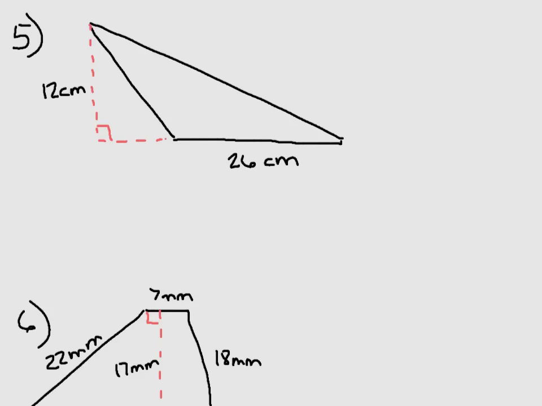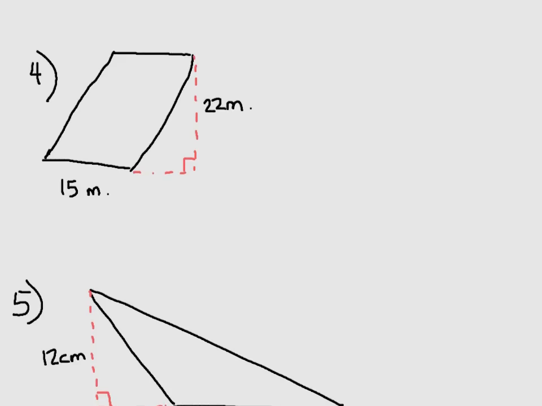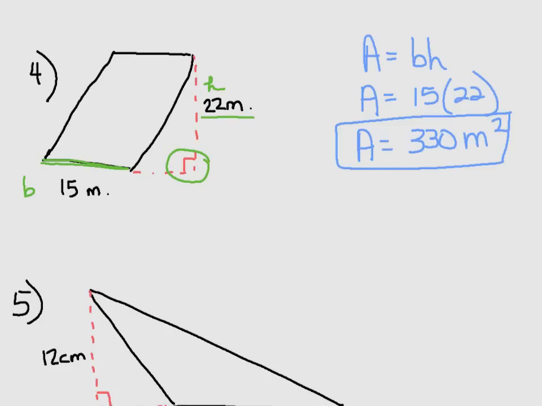Let's go on to number 4. Okay. I want you to notice that number 4 is a parallelogram, and I want you to notice that this is my right angle. So my base is 15 and my height is 22. Go ahead and calculate the area of this parallelogram. Pause the video now. Okay, please check your answer. Area of this parallelogram is 330 meters squared.